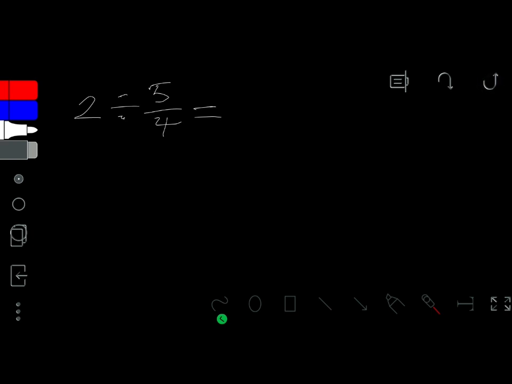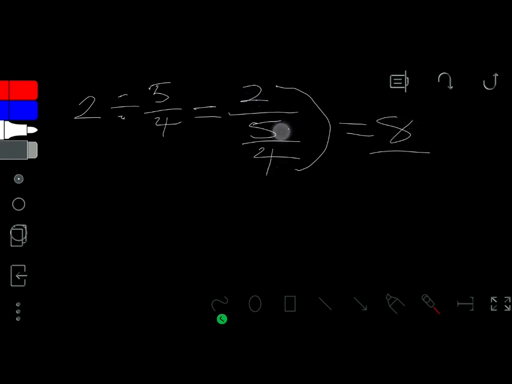2 divided by 5 over 4 is the same thing as just saying 2 over 5 over 4. Now there's a concept I call far and near. The numbers that are far apart, you multiply them together. Then the ones that are closer together, you multiply them together. So 2 times 4 is 8, all over 5. And this will be your answer.